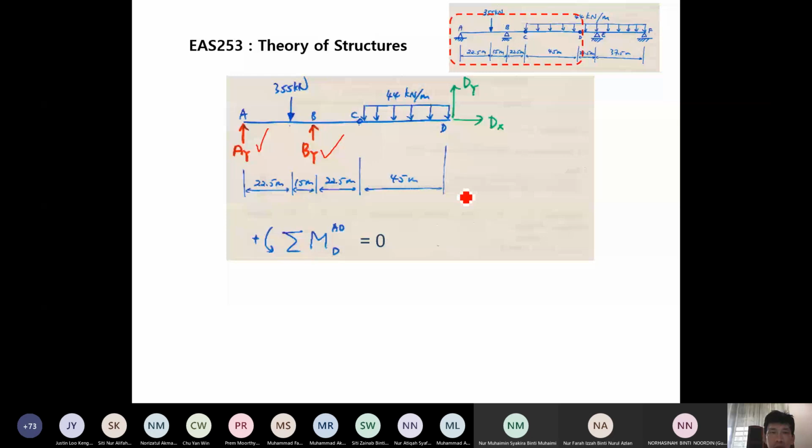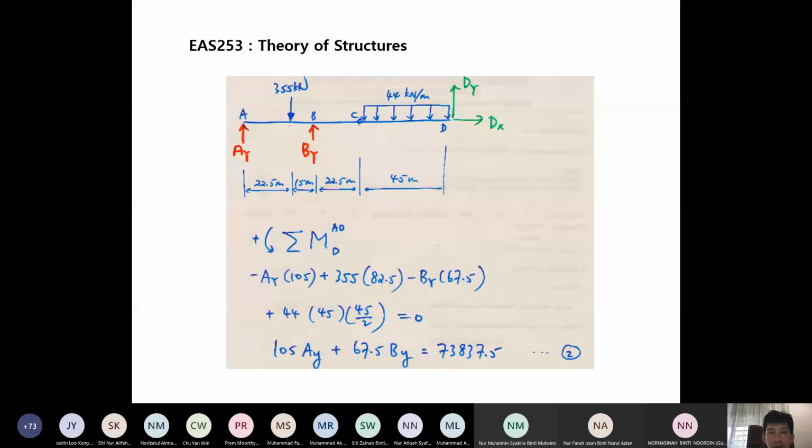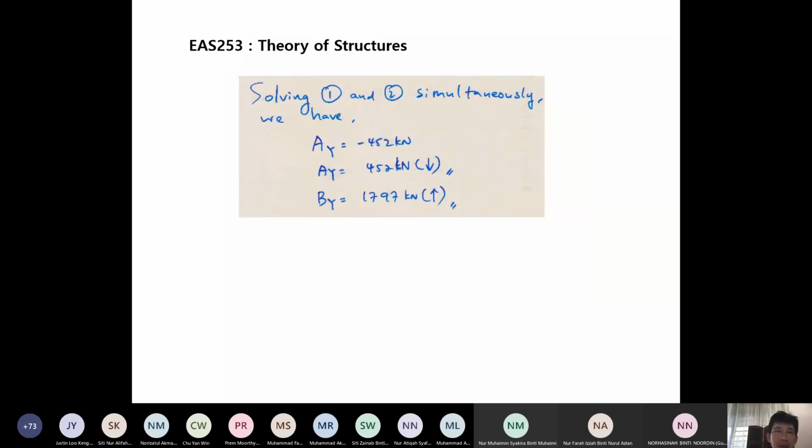We put this superscript because we consider part AD only, where we cut at the hinge. So if you write down the equilibrium equation considering all the forces causing moment at D, we come to these equations. And we notice that you have AY and BY again here. We call this equation number 2. So together with equation number 1, we solve this simultaneously, and we have AY negative 452, which means that the direction is opposite to what we assume, and BY is positive going up.